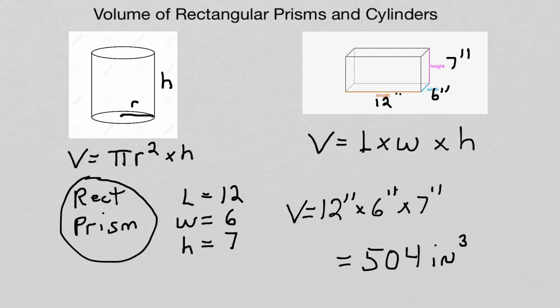You don't have to worry about this. In Delta Math, there'll be a little box around it, and it'll say inches cubed. But I want you to realize that's an inch times an inch, which is inch squared, times another inch, which is inch cubed. So the answer for this is 504, just 12 times 6 times 7. But anytime you're talking about volume, it's going to be cubed. It's going to tell you how many little cubes you can actually get inside whatever prism you're working with.